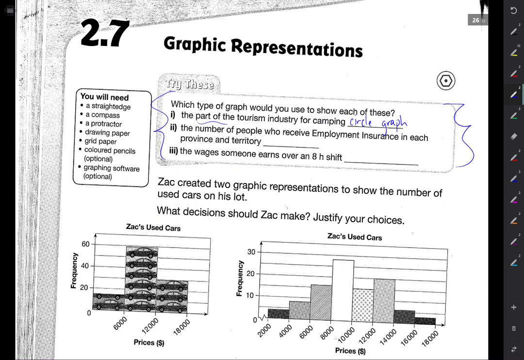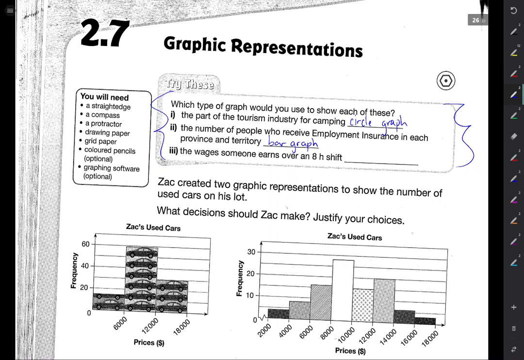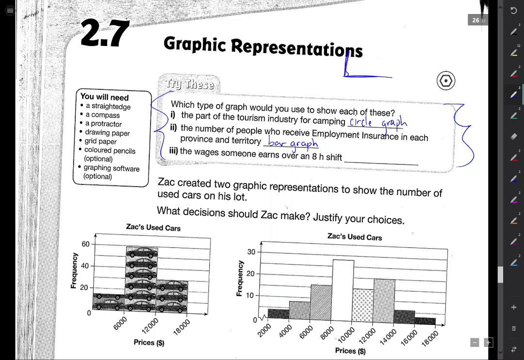In number 2 here, it says the number of people who receive employment insurance in each province and territory. So for that one there, I would just go with a basic bar graph. This would easily allow us to put all the provinces and territories on the horizontal axis of the graph, so that's down here. And then alongside this axis here, we would have how many people receive employment insurance. And then we could easily see how tall each bar is.